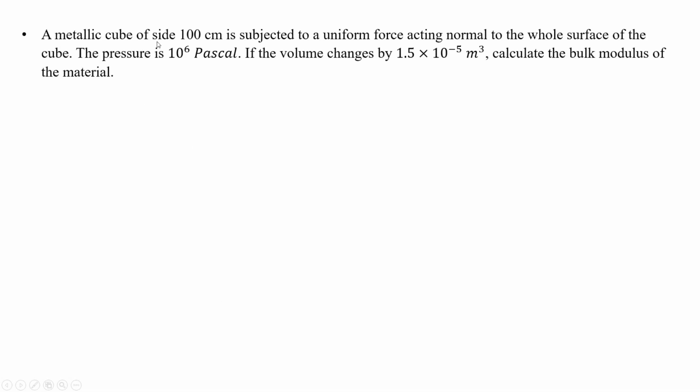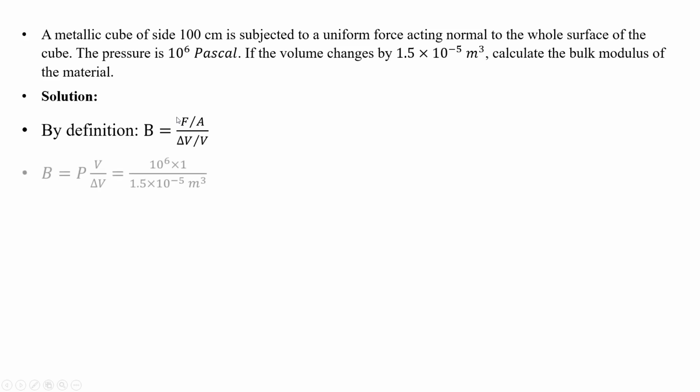A metallic cube of side 100 cm is subjected to a uniform force acting normal to the whole surface of the cube. The pressure is 10 raised to the power 6 Pascal. If the volume changes by 1.5 into 10 raised to the power minus 5 meter, calculate the bulk modulus of the material. So you have to find the bulk modulus, and we know that bulk modulus is equal to stress over change in volume. This stress is actually the pressure of the liquid.